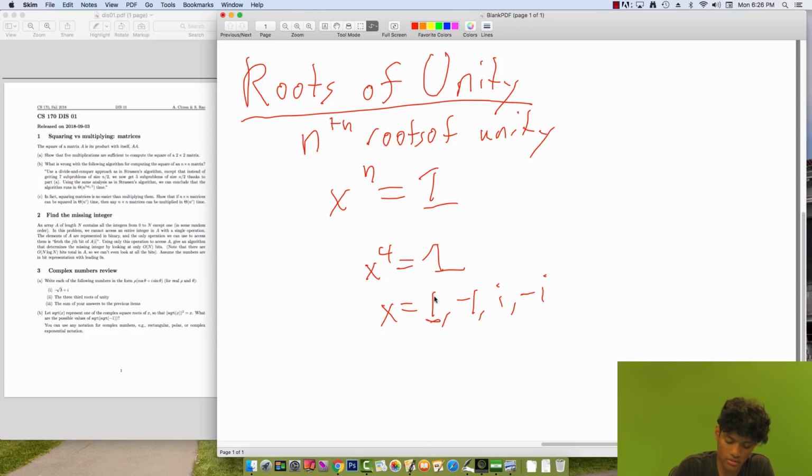1 times 1 is 1, times 1 again is 1, times 1 again is 1. Or -1 times -1 is 1, times -1 is -1, times -1 again is 1. Similarly, if we look at i times i is -1, times i again gives us -i, and times i one more time gives us 1. And you can see the same thing will be true for -i. So -i times -i is 1, times -i is -i, and then times -i again is 1. So any of these numbers, when raised to the power of 4, is going to be 1. And not all of them are real.